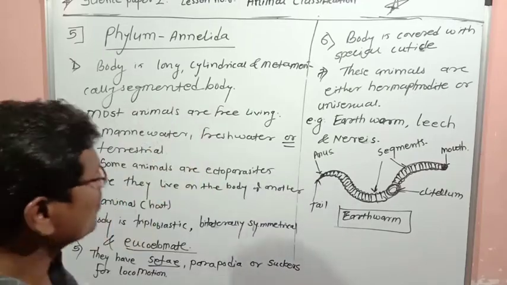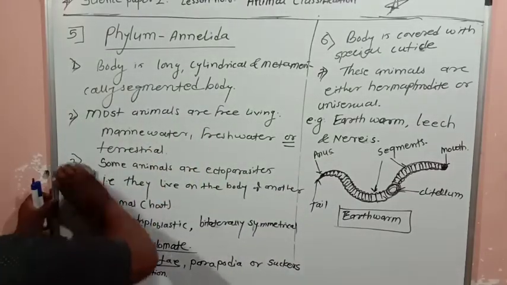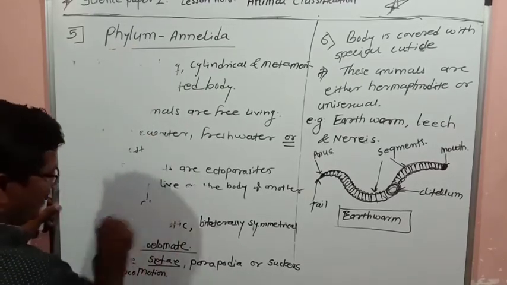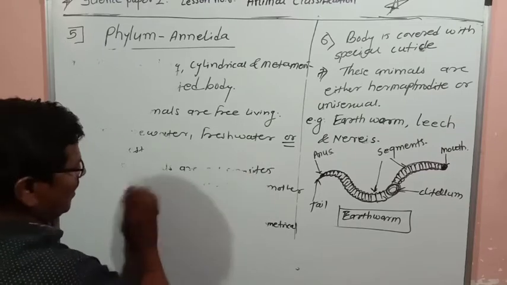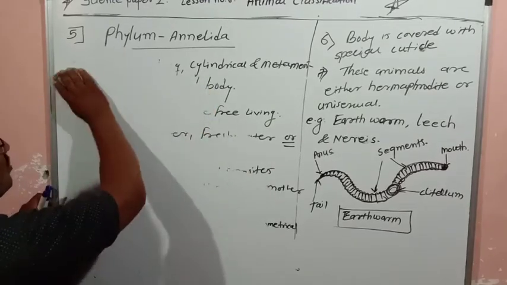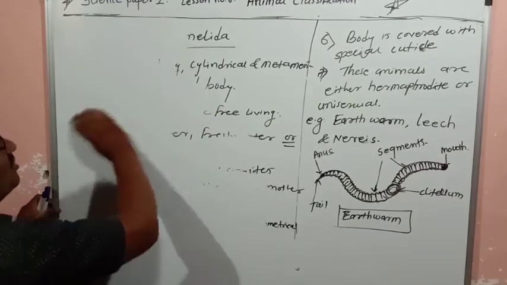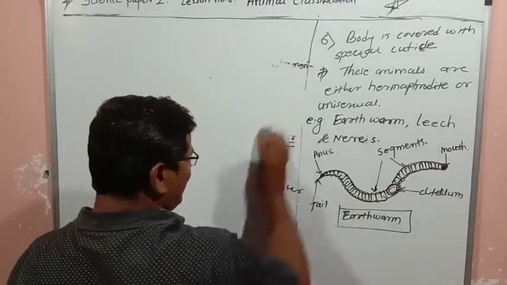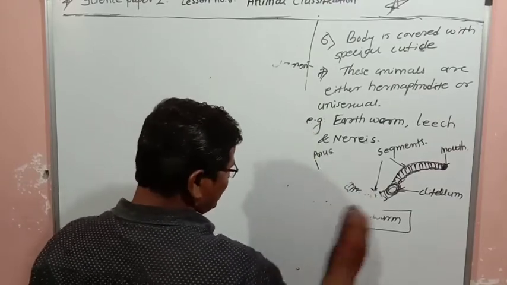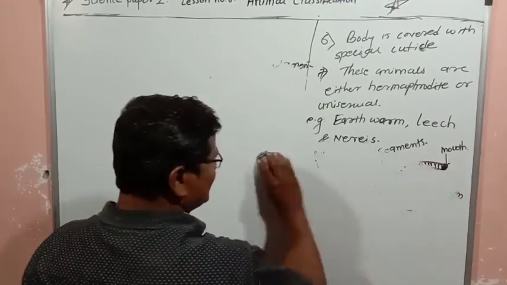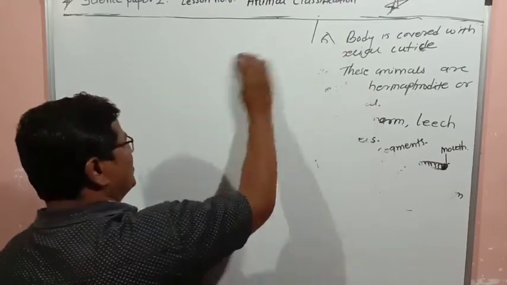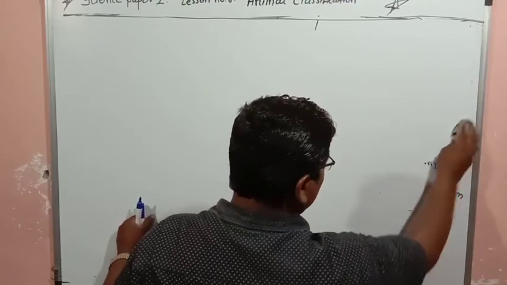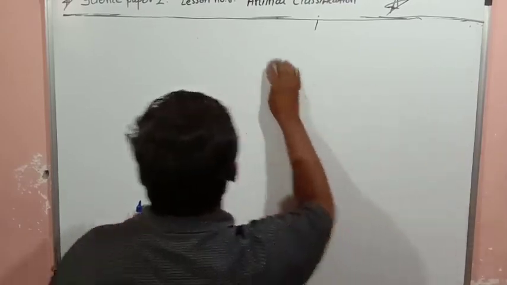Arthropoda, the largest phylum, the sixth phylum. We'll see the characteristics of Arthropoda, and after that some examples. Some reasons also we are going to study, why it is called the largest phylum on the earth. After that we will see which animals are useful and which are harmful, and have a discussion.